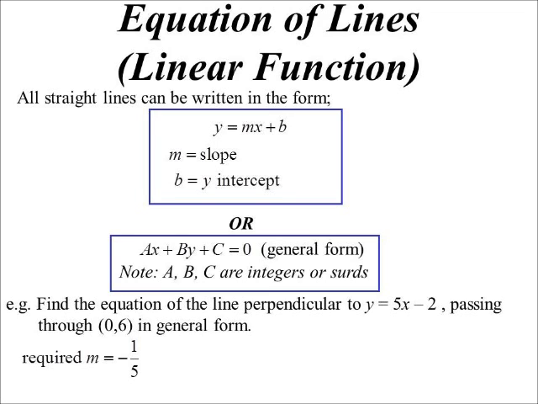Fortunately, the point, how nice was that? The point I was given happened to be the y-intercept. Gosh, that was lucky. So we can go y equals mx plus b, minus 1/5 x plus 6, but they did say general form. So I'm going to multiply everything by 5, move it to one side, and there's our line.